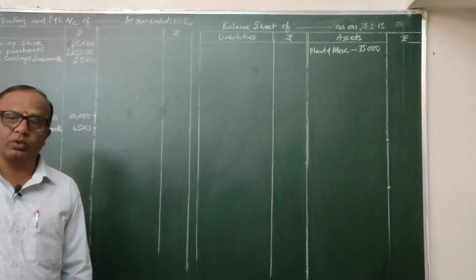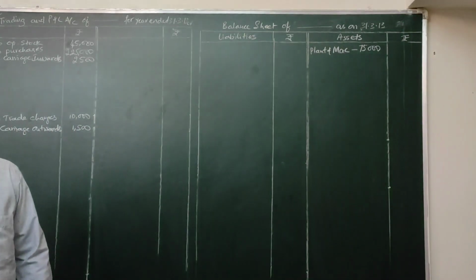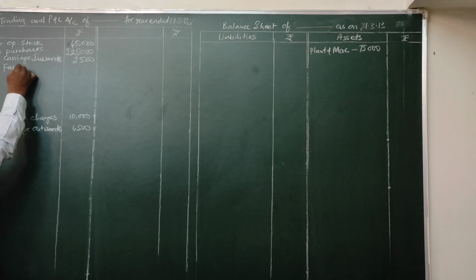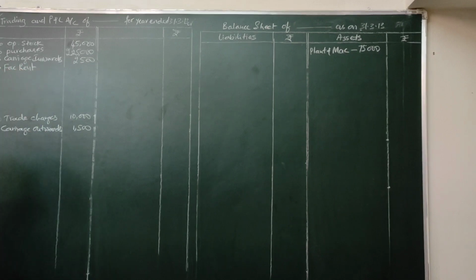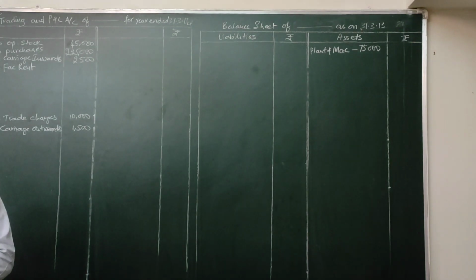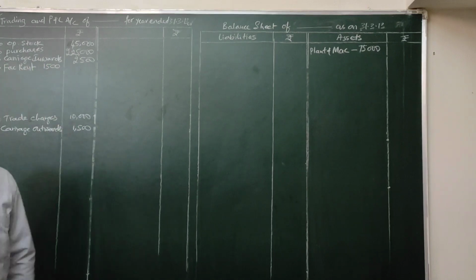Then we are having factory rent. Anything relating to factory expenditure we should debit to the trading account. So factory rent debit to trading account. Regarding rent, are we having any adjustment? Check it. Regarding factory rent we are having an adjustment. So we should take it in the inner column. Factory rent 1,500. We write it down in the inner column because we are having one adjustment. Adjustments we will see at the end.